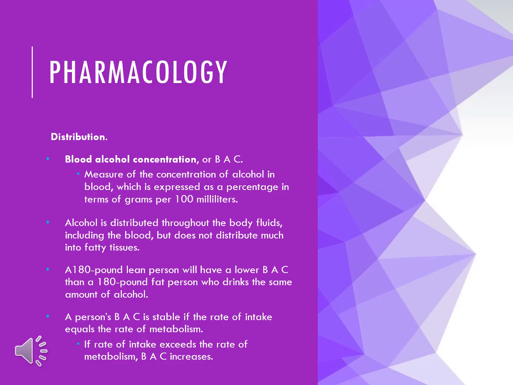Looking at distribution, the relationship between blood alcohol concentration, or BAC, and alcohol intake is relatively simple and reasonably well understood. When taken into the body, alcohol is distributed throughout the body fluids, including the blood. However, alcohol does not distribute much into fatty tissues. So if you have somebody that's about 180 pounds, but they're lean, real thin, they're going to have a lower BAC than a 180-pound person that's considered to be overweight or obese, for drinking the same amount of alcohol.